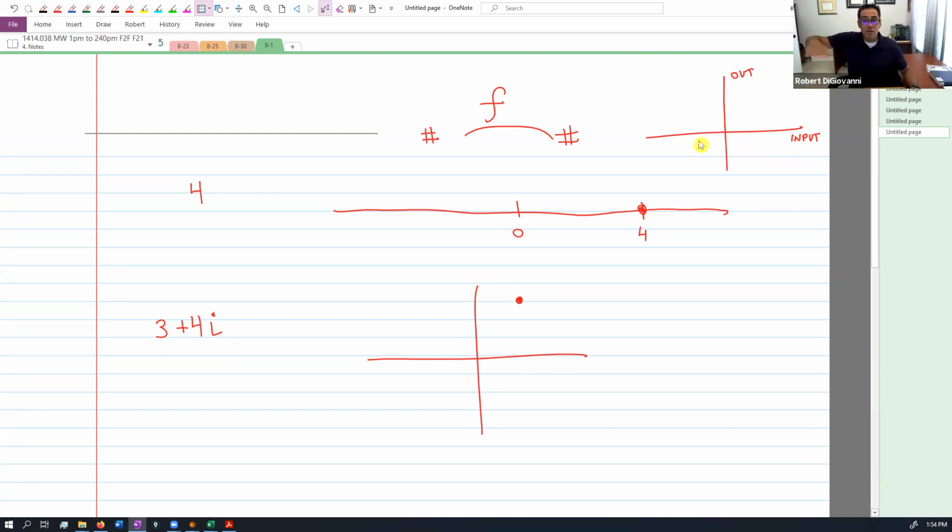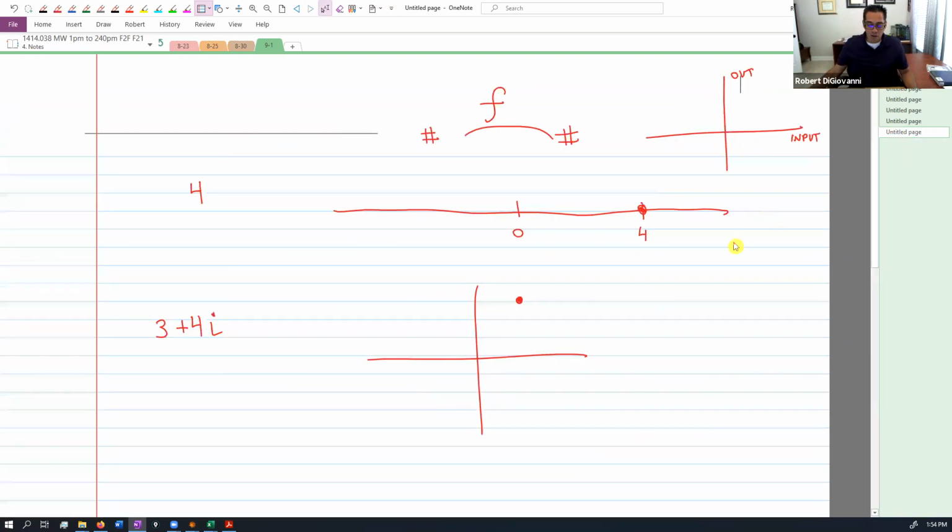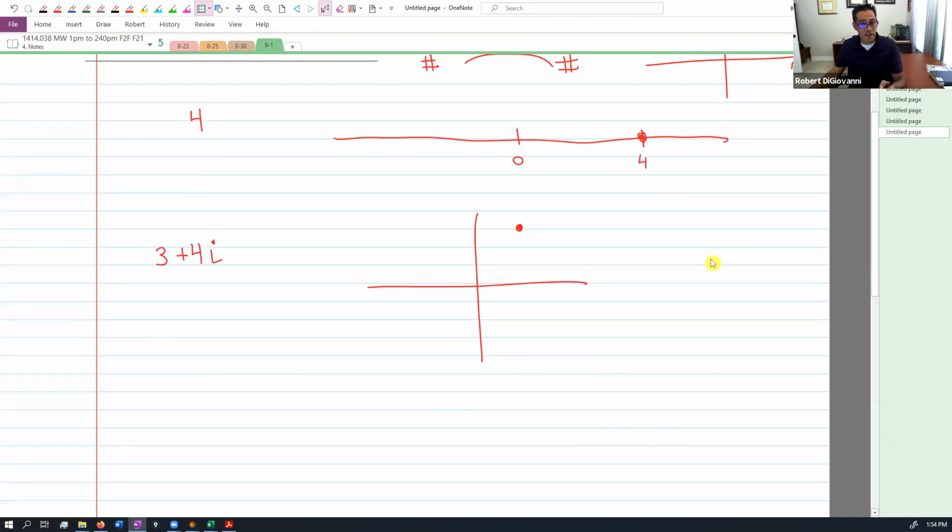So 1 dimension for the input, 1 dimension for the output. Does that make sense? Like in this picture, the input is represented by the x-axis and the output is represented by the y. Your input is a number, so that's 1-dimensional. Your output is a number, that's 1-dimensional. If you try and talk about complex numbers, you're going to need 2 dimensions for the input and another 2 dimensions for the output, which means a graph would need how many dimensions?